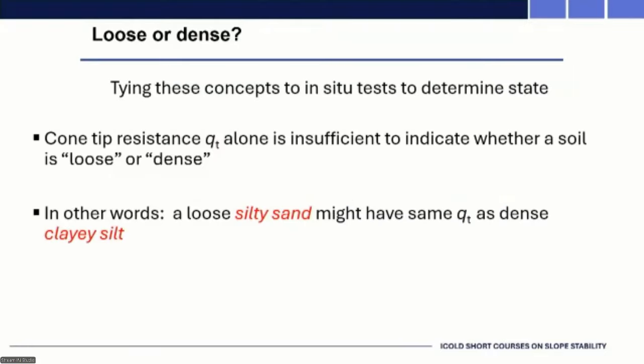So, I talked a little bit about testing this morning. Clearly then, with CPT testing, cone tip resistance on its own is not enough to tell us if it's loose or dense. For example, a loose sand, silty sand, might give you the same qt as a dense clay silt. So you need the pore pressures and the sleeve friction to interrogate that further. So don't lose sight of that.